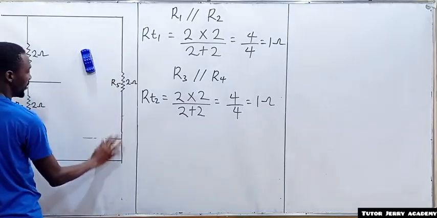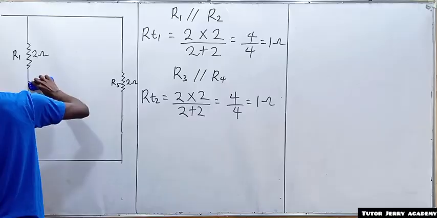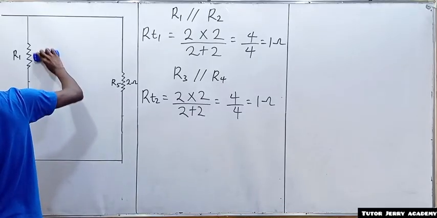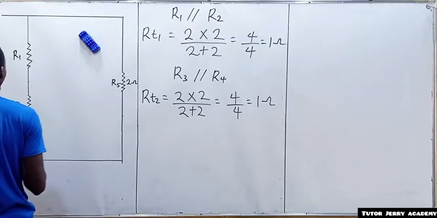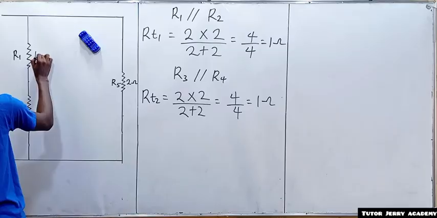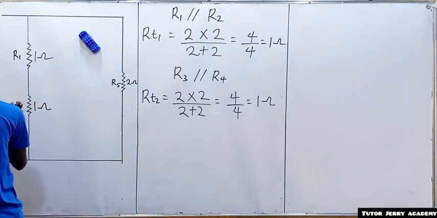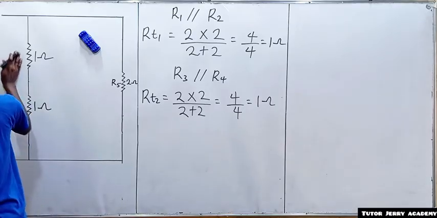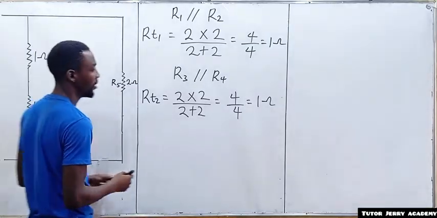So I clean this, and can therefore replace what we have here with 1 ohm and 1 ohm. So I'm going to have 1 ohm here. Also going to have 1 ohm here. So this is going to be RT2, this is going to be RT1. I hope we understand this.